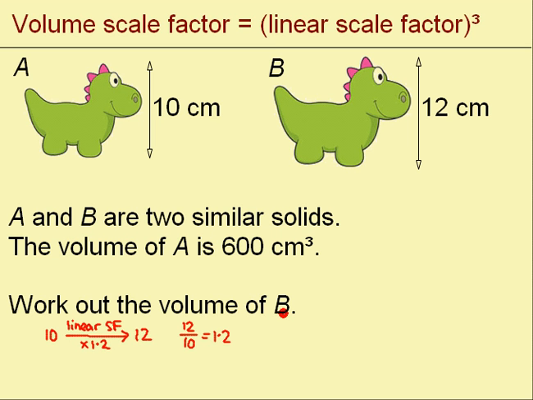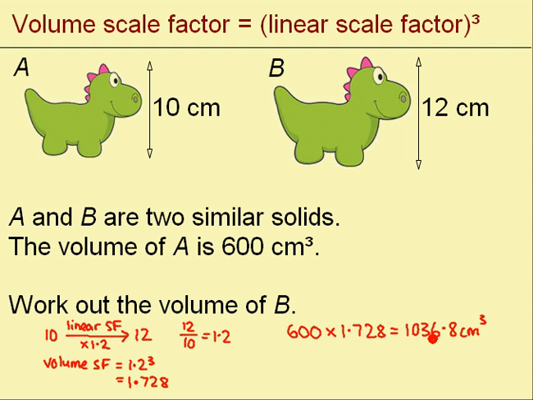I'm asked to find the volume of B, so I'm going to need the volume scale factor. So remember, the volume scale factor is the linear scale factor cubed. I would use a calculator to get this answer, and that's 1.728. So now to find the volume of B, I'm going to get the volume of A, that's 600, and multiply it by the volume scale factor, which is 1.728. Again, I would use a calculator for this, and I'd get 1036.8 centimetres cubed. This is the volume of this solid.